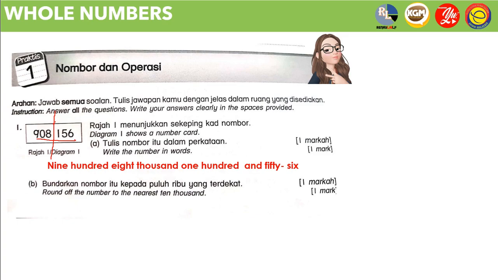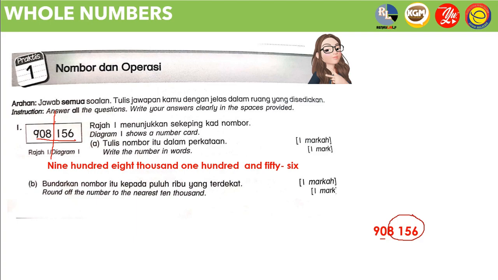908,156. Round off the number to the nearest 10,000. Let's look at the number. The number is 908,156, which is to the nearest 10,000s. All right, look at the number. Nearest 10,000 is 0. So what will happen to the last 4 digits? All right, the last 4 digits will become 0.